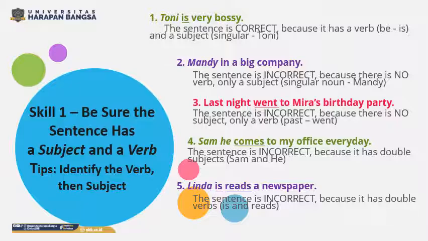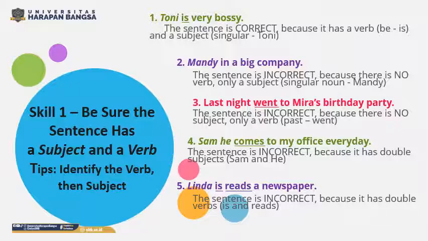Next, number 3. Is the sentence correct or incorrect? Yeah, it is incorrect. Find the verb. We have past verb went. Remember, the sentence must have a verb and a subject. We already have the verb, but what about the subject? Can you find it? No, because there is only adverb of time, last night.